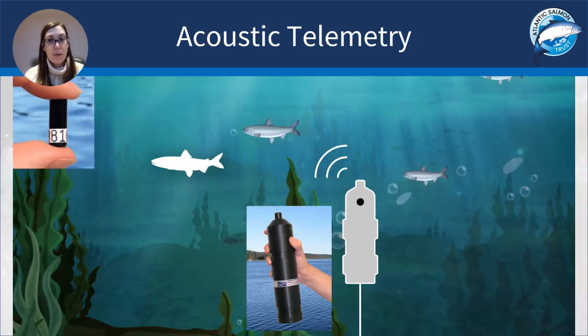So to answer this, we're using acoustic telemetry. We're inserting a coded tag into the salmon smolts. That tag emits a unique coded ping that's detected by stationary receivers or listening stations that are deployed throughout the study area, and the receiver records that fish's unique ID as well as the time and the date, and we can use that data to start making inferences about the migration behaviours of salmon smolts.